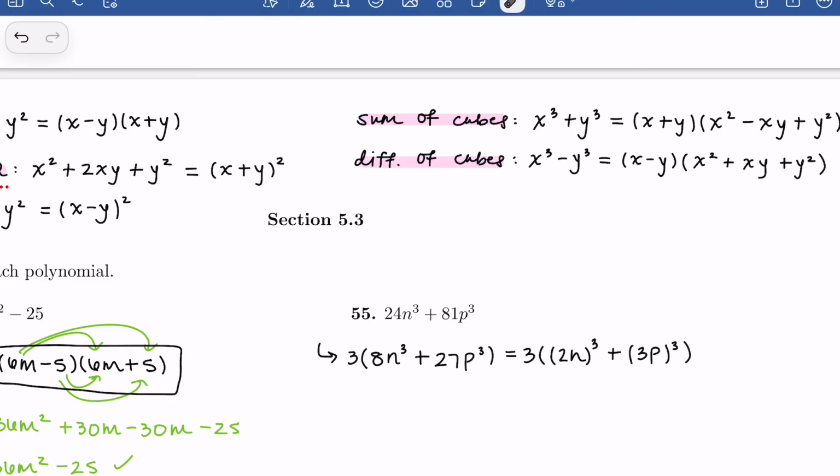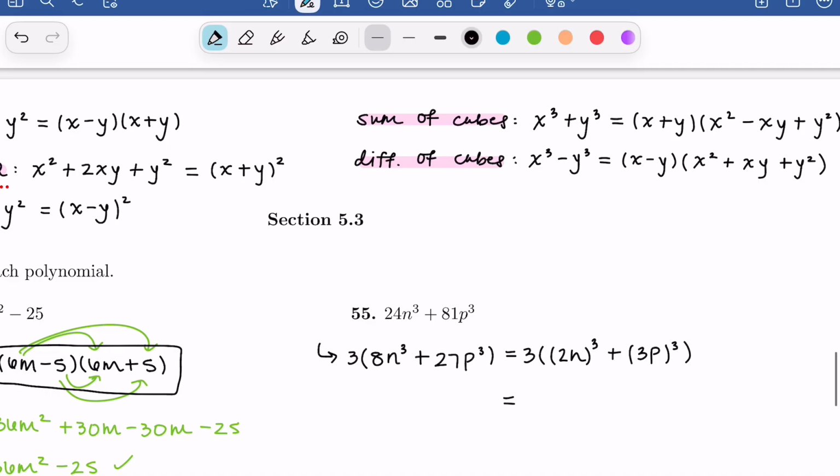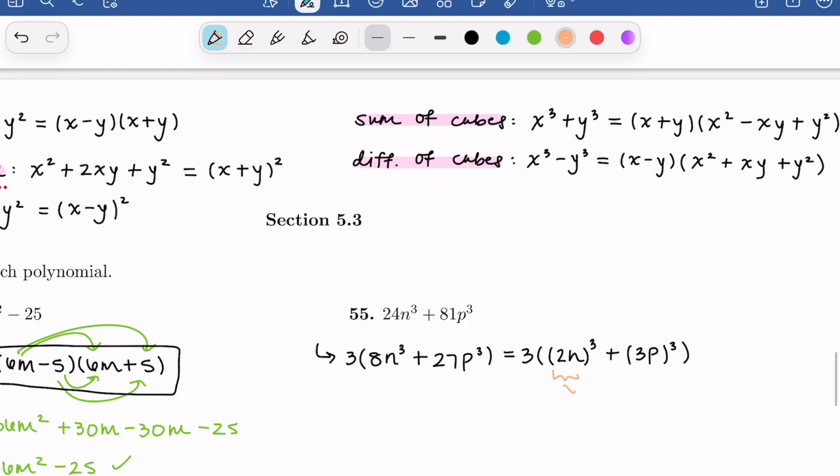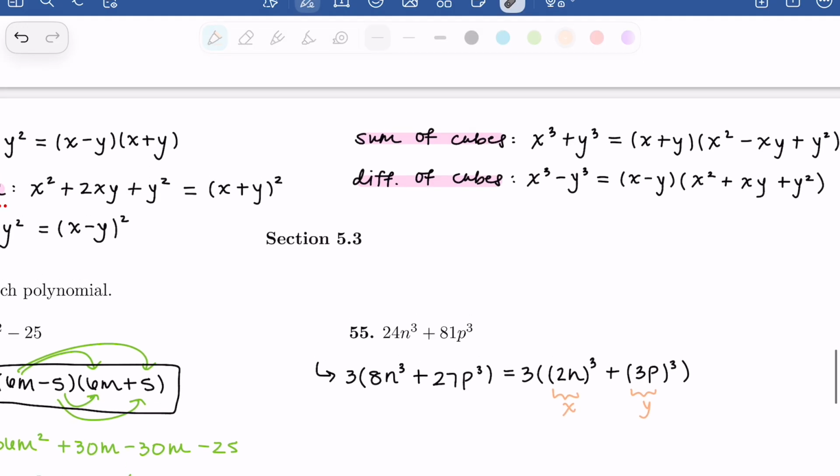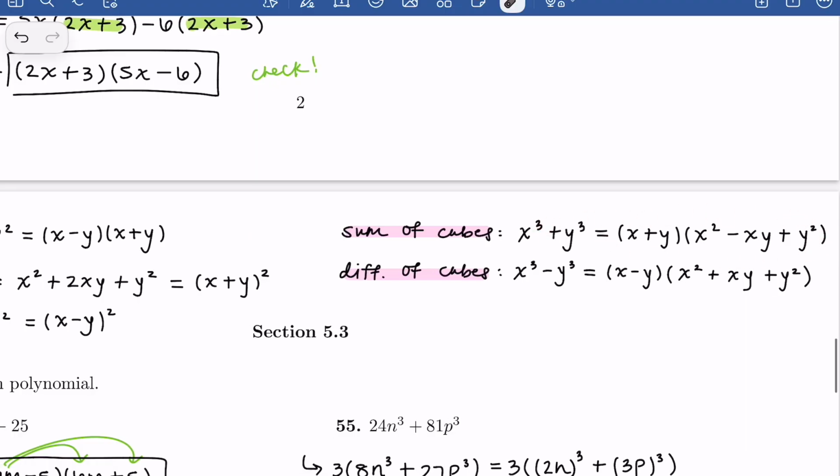Okay, so now that we rewrote our first and second term as perfect cubes, we can recognize these as our x's and y's. We're going to take the sum of 2 different perfect cubes. So we'll plug them into our factored form here. Let's identify what our x's and y's are. So that would be x, and this would be y. So what we need to do is plug them into our factored form here. We're going to have x plus y, and that's going to be multiplying this trinomial.